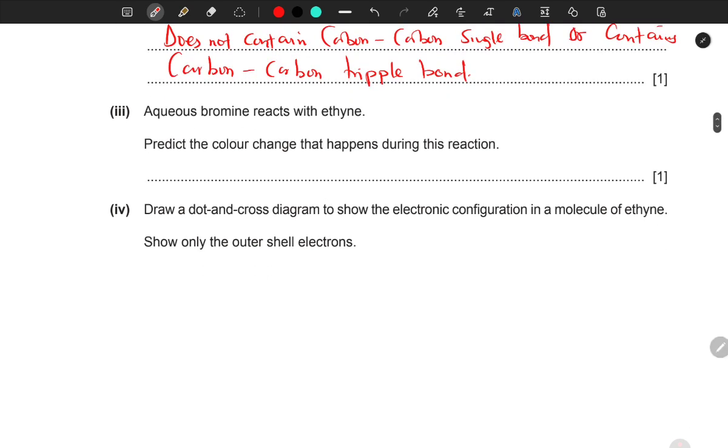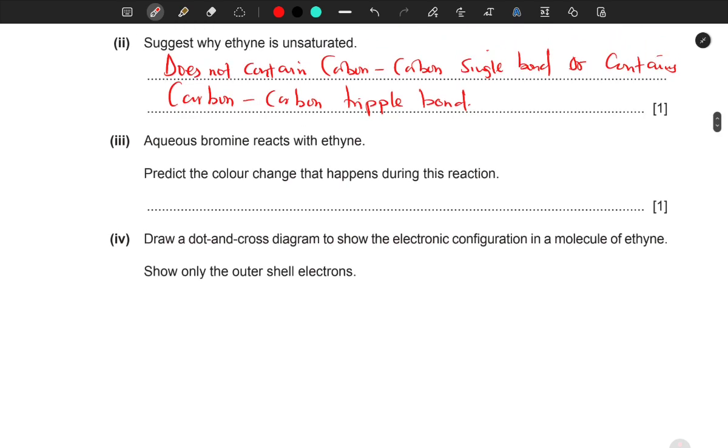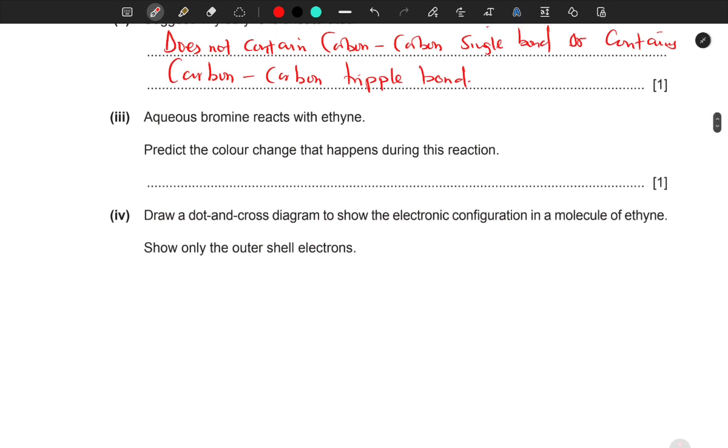Aqueous bromine reacts with ethane. Now remember that ethane is unsaturated. And anytime we are using bromine, it means you are testing for the unsaturation of a compound. Predict the color change that happens during this reaction. They have already told us that ethane is unsaturated. And once a substance is unsaturated, the color changes. The color for bromine is actually orange. So the orange color for bromine changes to colorless.